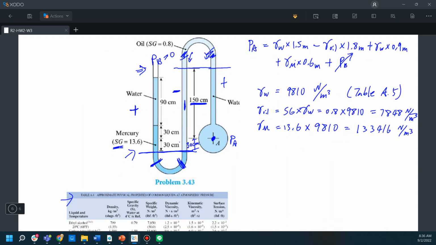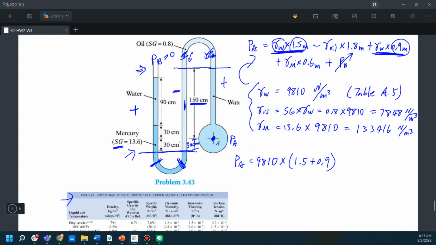Okay, now we have these three values. We can just plug them back into this equation. So we will get that PA is equal to 9810 times 1.5 plus 0.9. Why is that? Because we have two terms that are related to the water, this term and this term. So we just take this out and add these two together and it becomes this term.